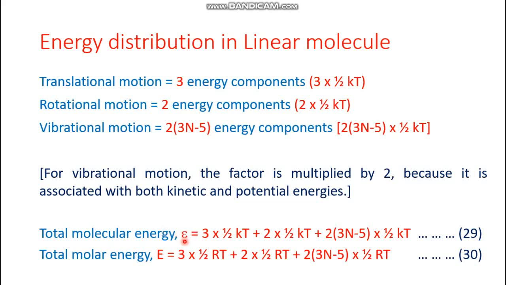So on multiplying epsilon with Na, it becomes total energy E, and on multiplying Na on the right hand side, all the k terms are converted into R terms. So it is 3 into half RT plus 2 into half RT plus 2 into 3n minus 5 into half RT, and this is equation number 30 and is applicable for any kind of linear molecule.